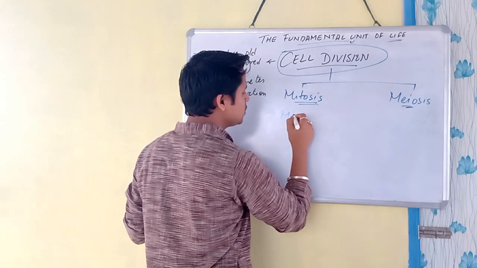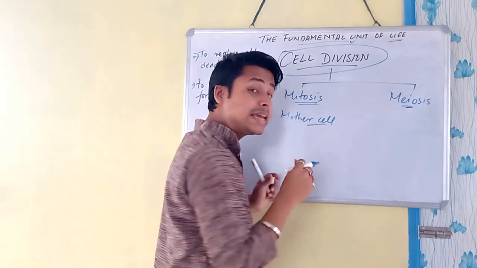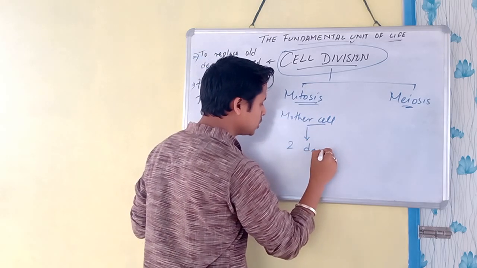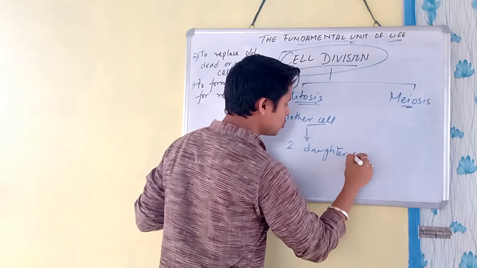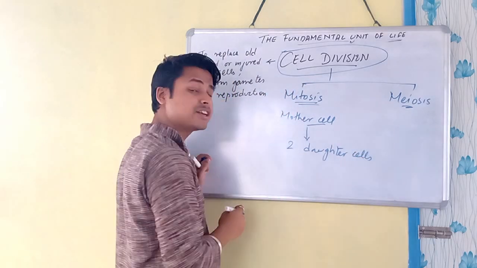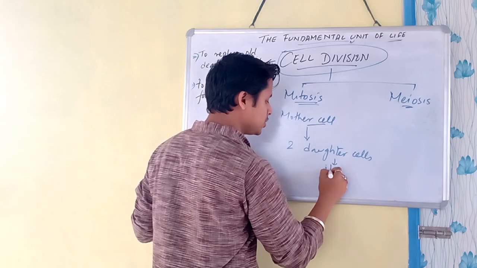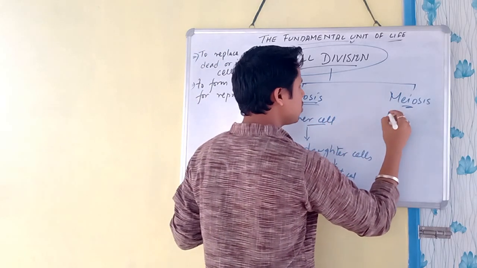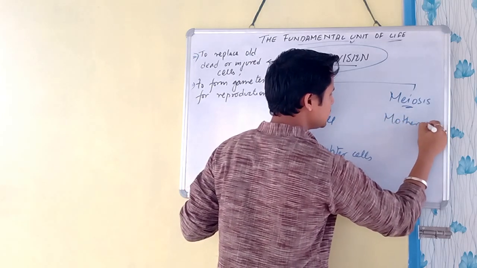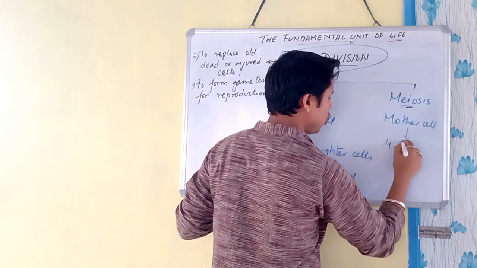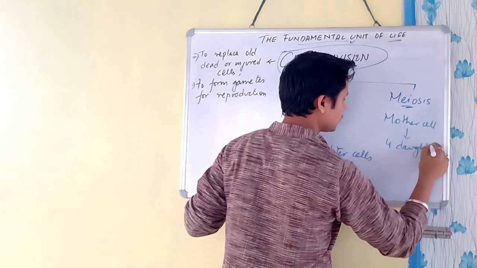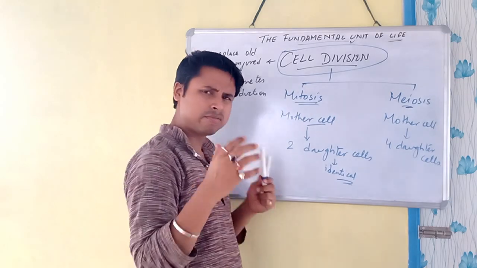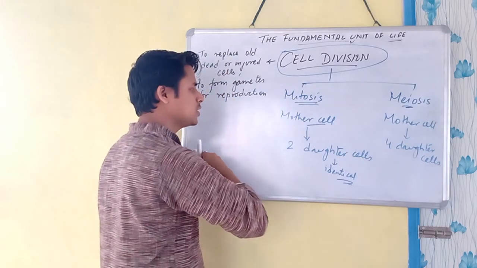In mitosis, the mother cell, the pre-existing cell, produces two daughter cells, and they are identical, right? These daughter cells are identical to the mother cell. But in the case of meiosis, the mother cell is producing four daughter cells. Now why is there this difference? We will describe and discuss this in detail.